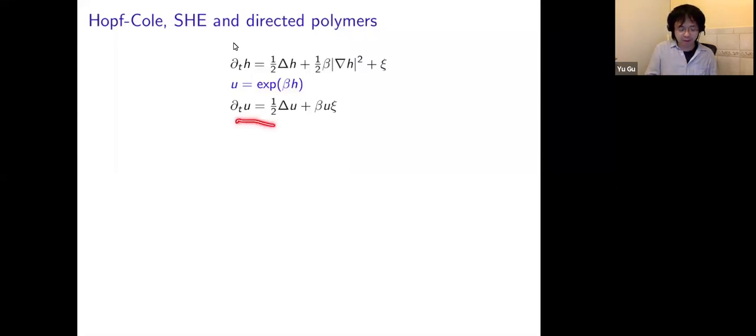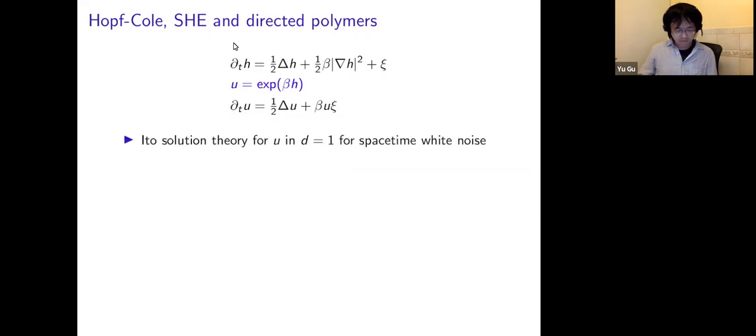You do this transformation, and then formally you arrive at this linear equation, the so-called stochastic heat equation with multiplicative noise. So you have u multiplied by psi here. One thing I'd like to mention is that although this equation is linear, the coefficient to solution map, going from psi to u, is a highly nonlinear, nonlocal map. For the stochastic heat equation in d equal to 1 with space-time white noise, there's a well-developed Ito solution theory. And it turns out that if you take h to be 1/β log of u, this is the so-called Hopf-Cole solution. That's indeed the physical solution. By physical, I mean the solution that is made sense of by Martin Hairer, Gubinelli and so on.